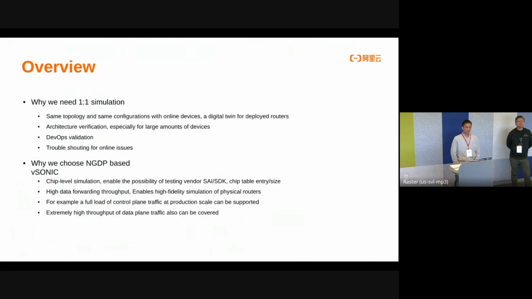Based on the same topology and the same configurations, Alibaba is now able to build a digital twin for online routers and switches. From our experience, we benefit a lot from this system. For example, architectural verification, DevOps validation, and troubleshooting of online issues can all be done in this system. Please note that all the virtual devices in our system are NGDP-based with SONiC.